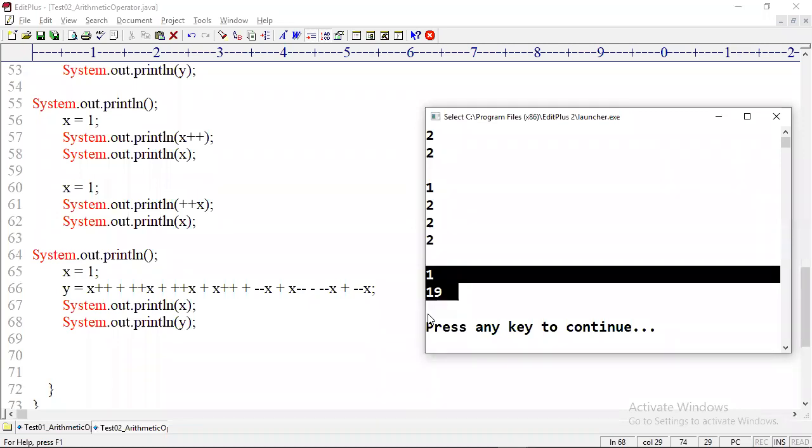So first you must evaluate, left to right. Pre-increment, post-increment, pre-decrement, post-decrement. All unary operators have the same priority, right? So first evaluate, find the result, replace the variables with their values. Replace the expressions with their values and then use addition and subtraction.